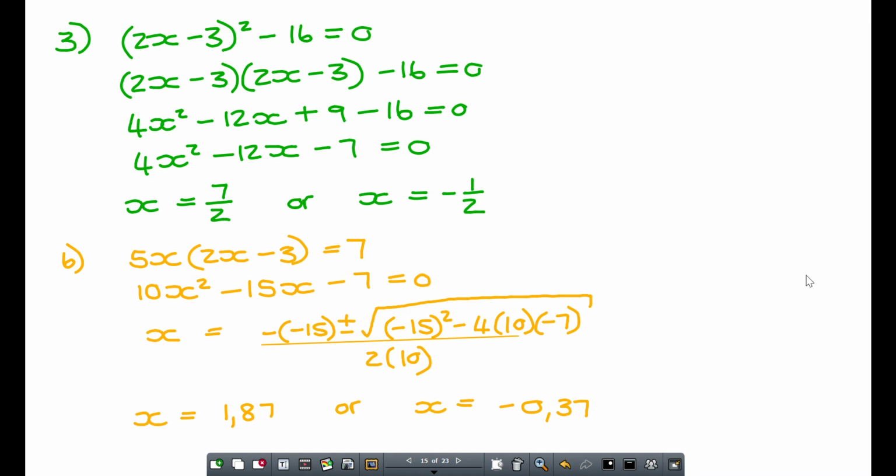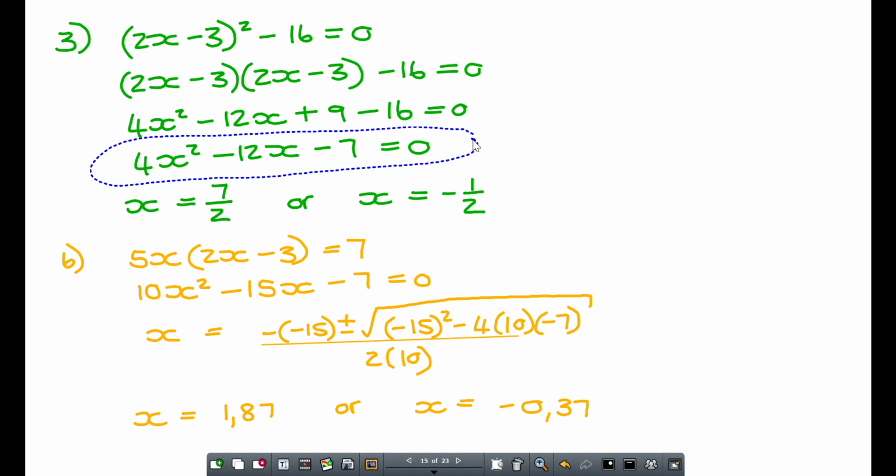Number 3, basically what I have to first do is multiply out those brackets. So then I got 4x squared minus 12x plus 9. En dan moes ek nog gesit minus die 16, om dan my finale vergelyking te kry van 4x kwadraat minus 12x minus 7. Remember, we always want it to be equal to 0.